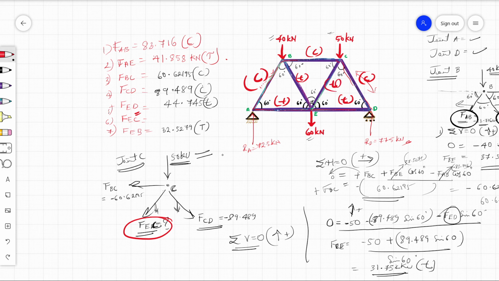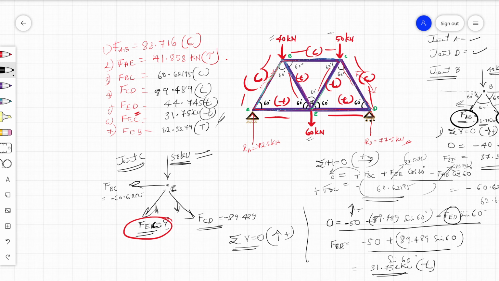Now what you can see over here, all the top chords are in compression, all the bottom chords are in tension, and the web member is also in tension. Okay, so this might be a 15 marks question. This generally comes for a 15 marks question.